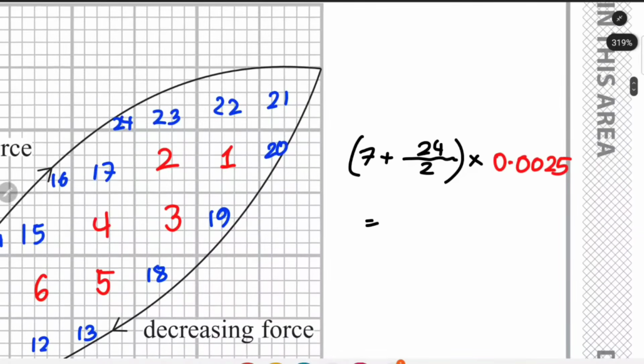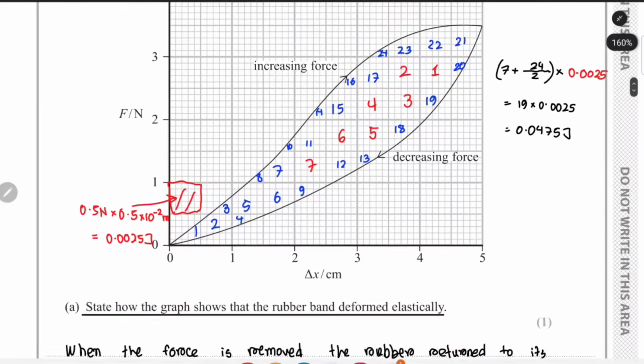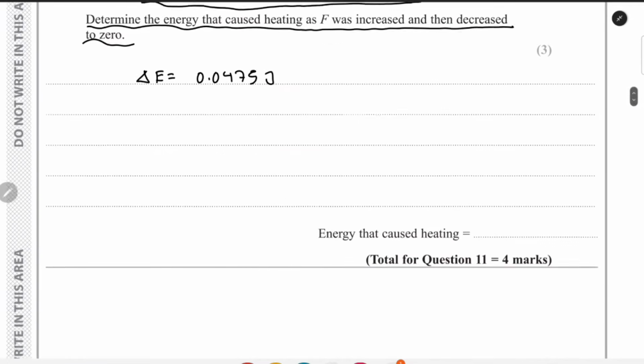If we calculate this over here, we get 19 times 0.0025, or 0.0475 joules. So the change in energy would be 0.0475 joules.